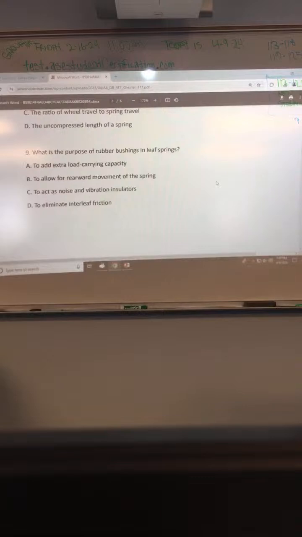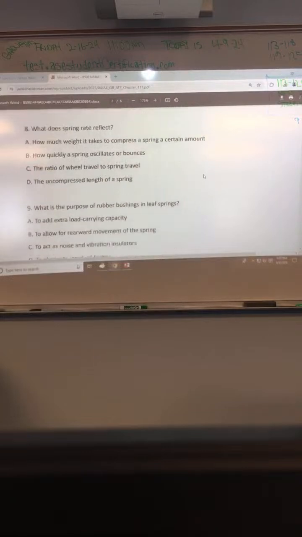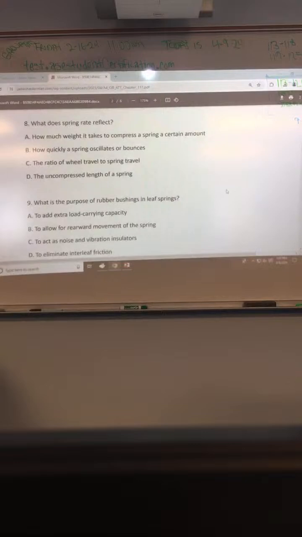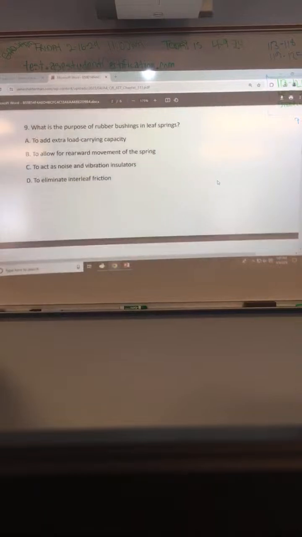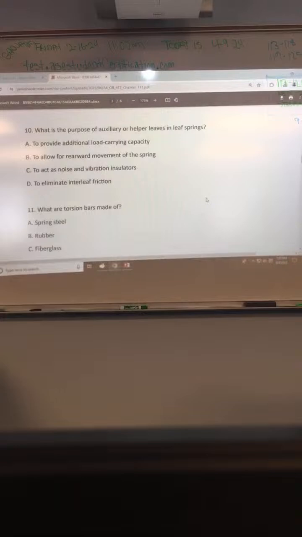What question are we on? Eight. What does the spring rate reflect? Who's reading? You. A. I say it's how much weight it takes to compress the spring. Yeah, 8 is A. What is the purpose of rubber bushings in leaf springs? C, to act as a noise and vibration insulator. Correct, a noise and vibration insulator, yep. They go between the leaves.